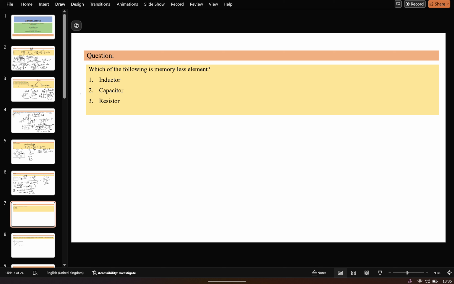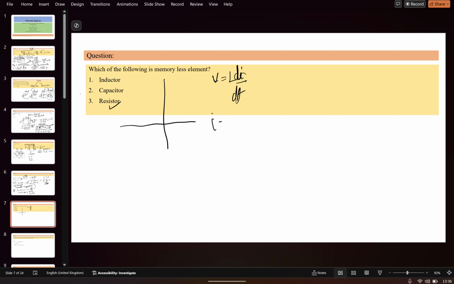So in this question, the resistor is the correct solution. Why am I saying that? If you see the inductor equation, the voltage equation is V equal to L dI by dt. If you are finding the I value, it will come out to be 1 by L integral of V(t) dt from minus infinity to t. So the minus infinity is coming here to some t. Suppose this is the t. For this, you have to know what is the value of current.